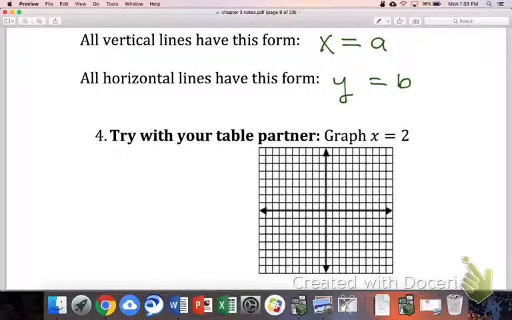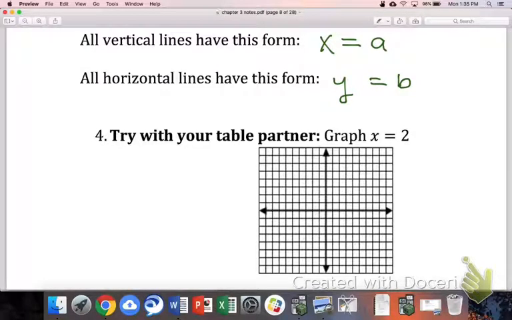So take a look here at number 4. Let's try this one together. We don't need to do this as a table partner exercise. It says graph x equals 2. So here would be my hope as you look at this. I hope that you would look at this and say, hey, that's just x equals, right? There is no y. So if I tried to ski that, I would get x'd out, wouldn't I? There's no y, there's only an x. So if I tried to ski it, I'm going to get x'd out. That means it is a vertical line.